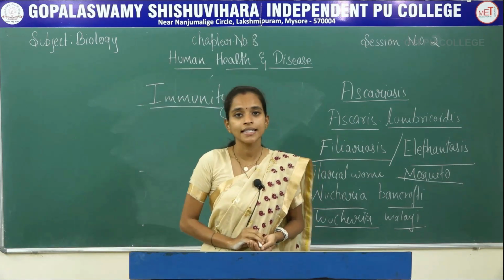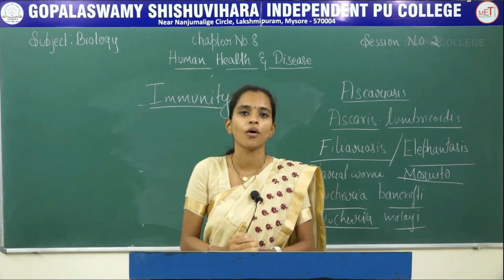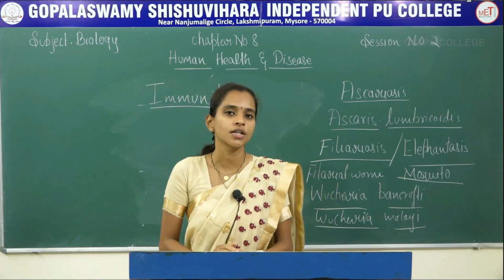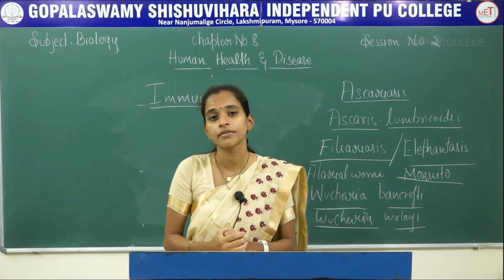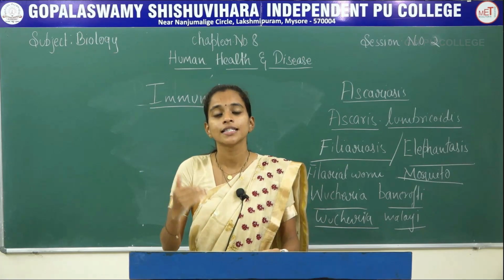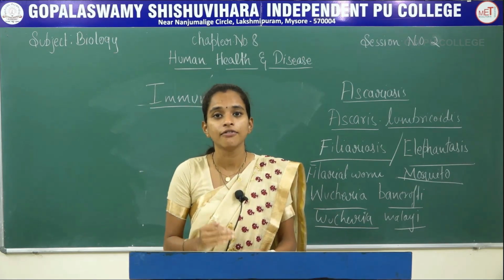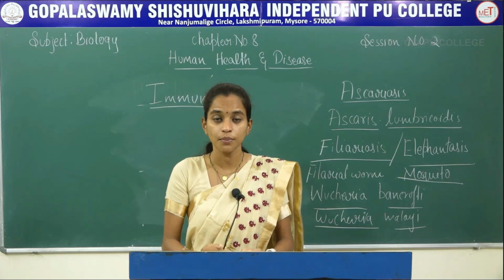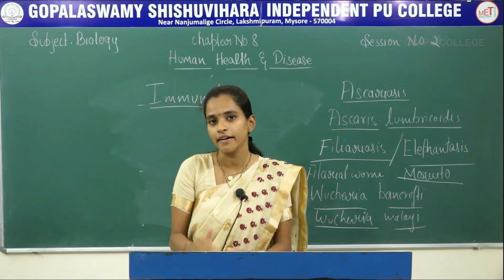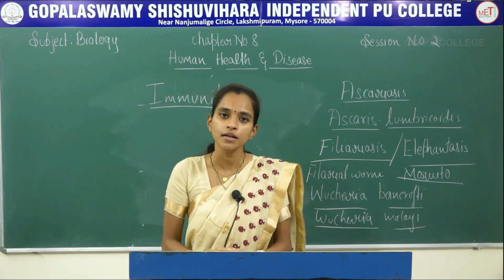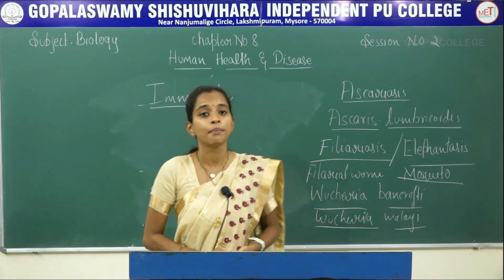Immunity is the ability of our body to protect itself against disease-causing organisms, that is, pathogens. Any pathogen which enters our body will not successfully stay in our body or cause disease to us. There are certain ways immunity protects our body by preventing the pathogen from entering. If at all it enters, it gets destroyed within the body. So immunity protects our body against certain pathogens.